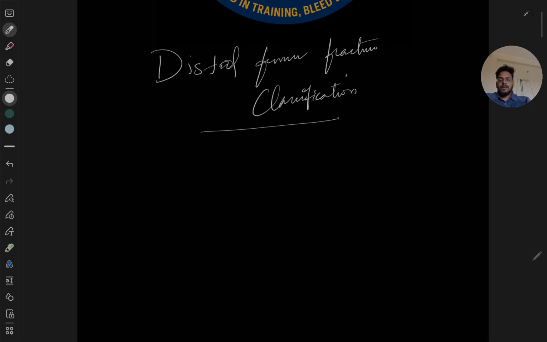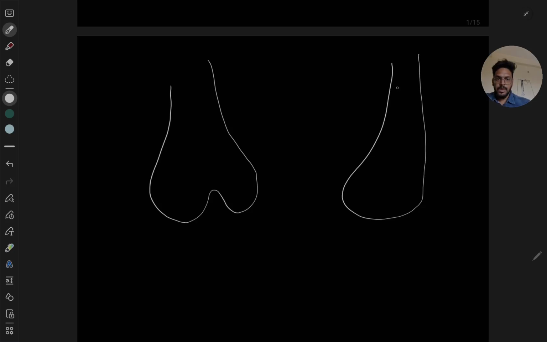Before going into the classification part, we'll deal a little bit with the anatomy of the distal femur because it is very peculiar. So what is peculiar about the anatomy of the distal femur is that, this is the AP and this is the lateral.